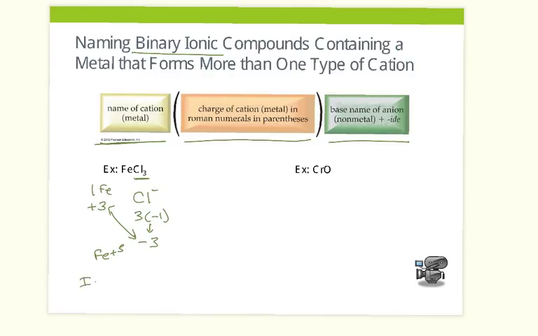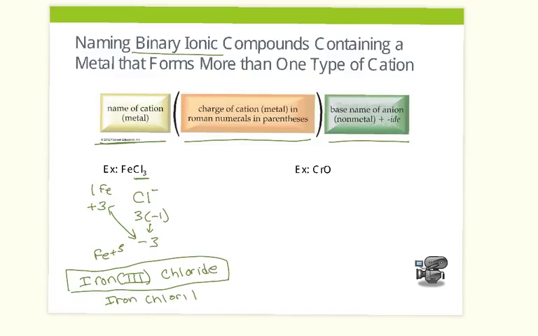So when we name it, we say iron, and then we put in parentheses a 3 in Roman numerals, space, followed by the base name of our anion plus the "ide" ending. And so we call it iron(III) chloride. If we just call it iron chloride, that would be confusing, because then is it FeCl? Is it FeCl2? We just don't know. So this is wrong here. That's why we want to make sure to put the charge here to avoid any ambiguity.